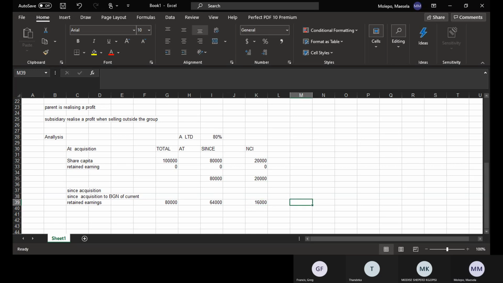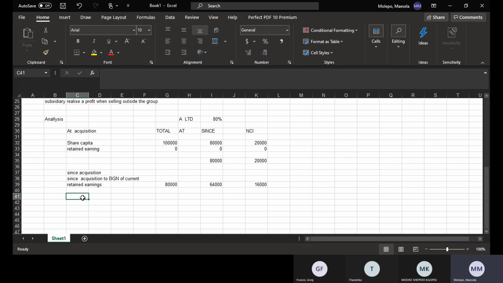Now we have the current year, where things happened during the current year. Normally in the current year we're going to have a profit, the profit realized by the subsidiary. So now we have to calculate the profit for the year. When we check the current year, we have a profit before tax of 60,000, and the taxation for the year is 20,000.